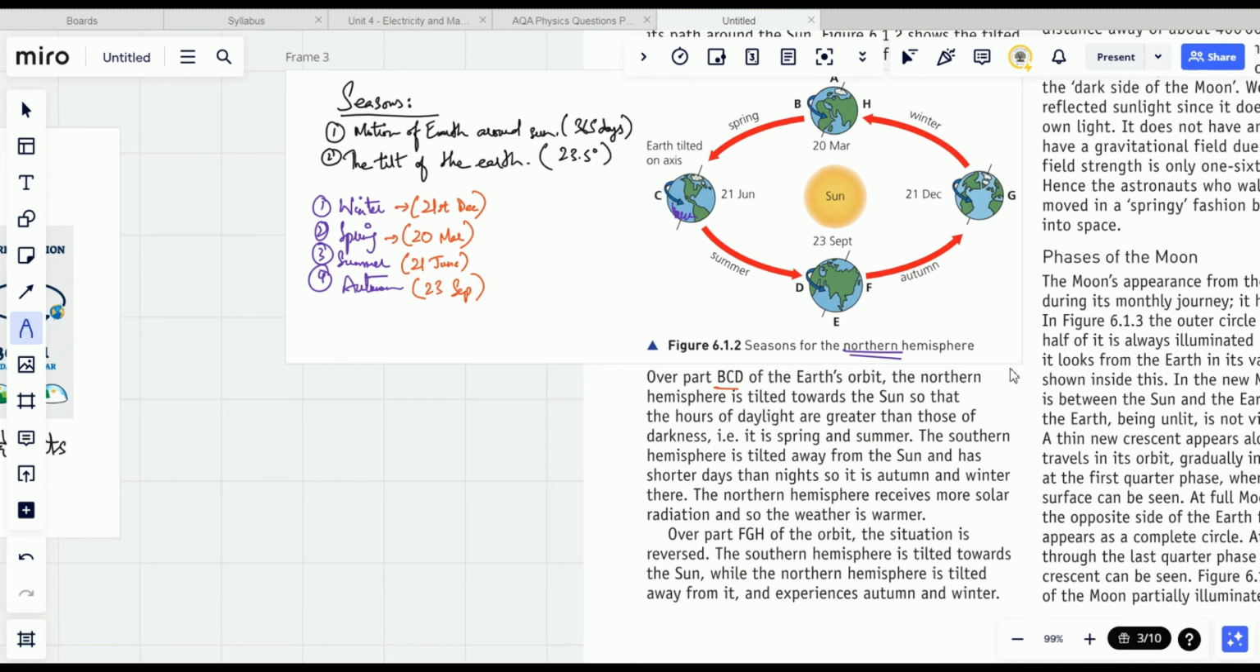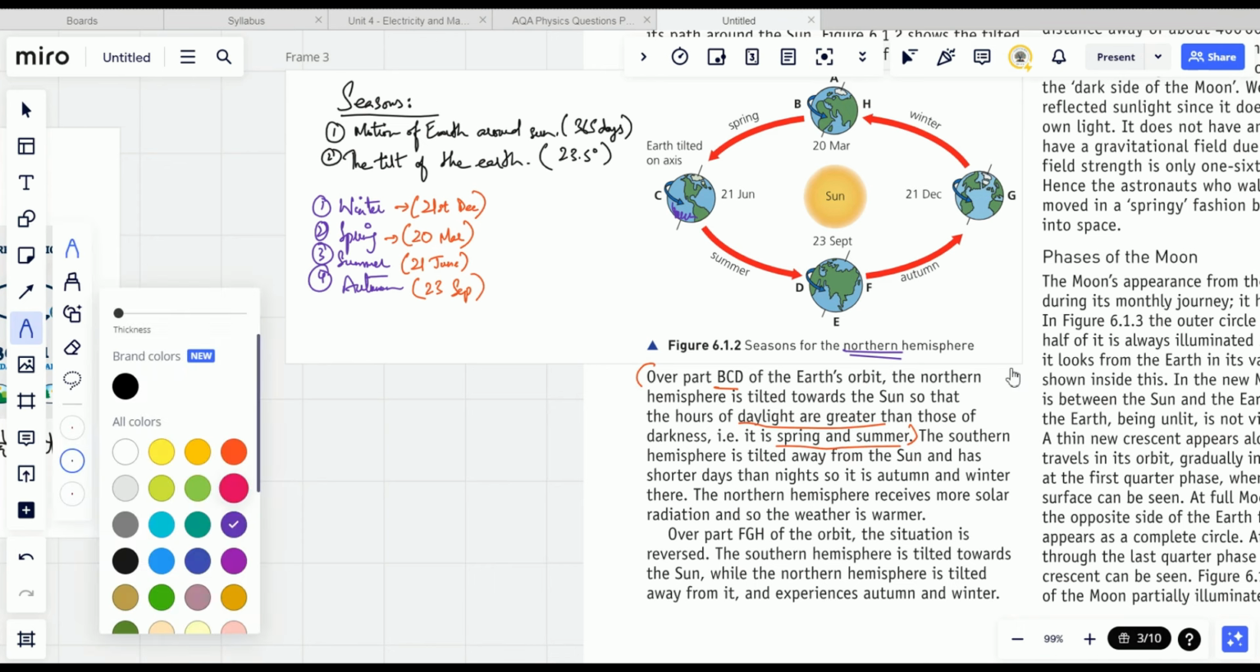Over part BCD of the Earth's orbit, the northern hemisphere is tilted towards the sun so that the hours of daylight are greater than those of the darkness. That is, it is spring and summer. So during summer and spring, the days are greater than the nights. This is what they're trying to tell us here. Do you get it?